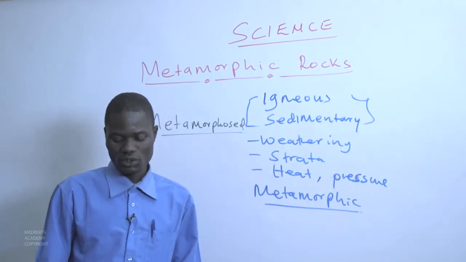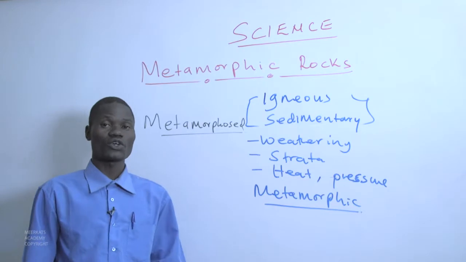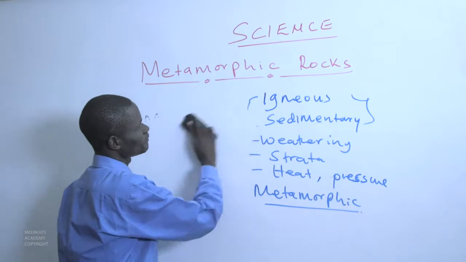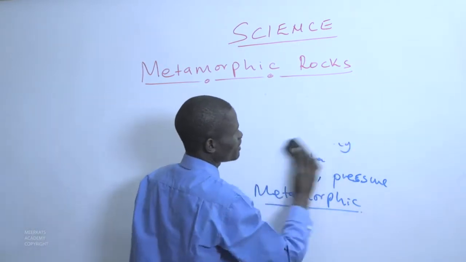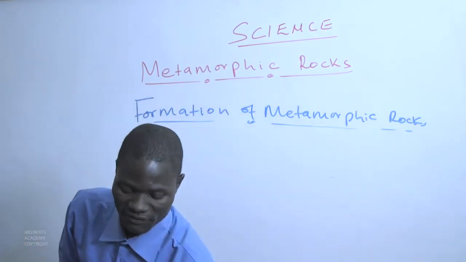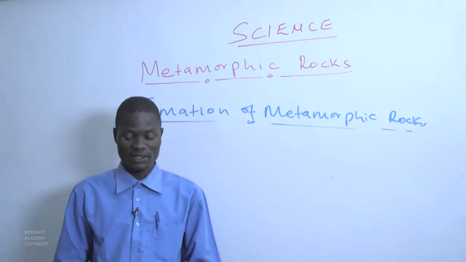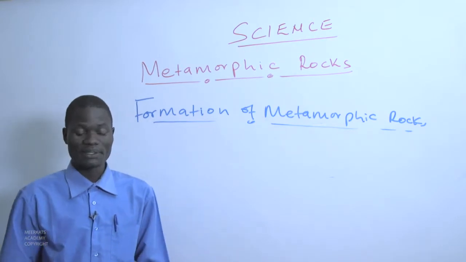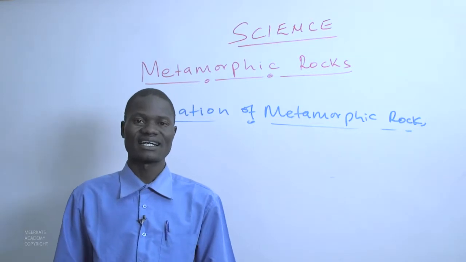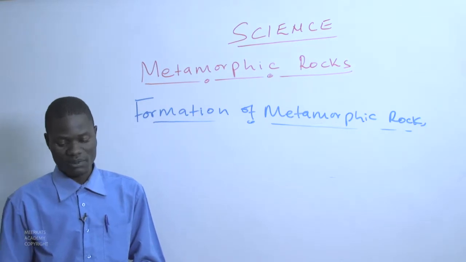Therefore, we are going to look at how metamorphic rocks have been formed. How are metamorphic rocks formed? We are going to look at the formation of the metamorphic rocks. Already we have seen these rocks have been formed as a result of being subjected to great heat and pressure. And then after a period of time, they are going to be metamorphosed into a new structure, and that is a new rock that will appear. That rock, we call it metamorphic rock.